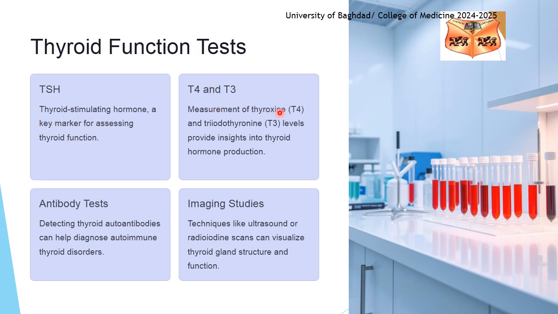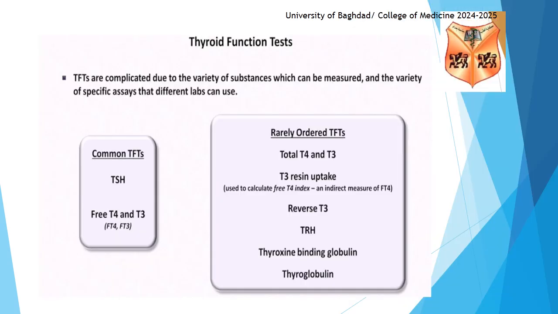Measuring thyroxine T4 and triiodothyronine T3 levels provides insight into thyroid hormone production. There is also the antibody test: detecting thyroid autoantibodies can help diagnose autoimmune thyroid disorders. Also, imaging studies like ultrasound or radioiodine scan can visualize the thyroid gland structure and function.